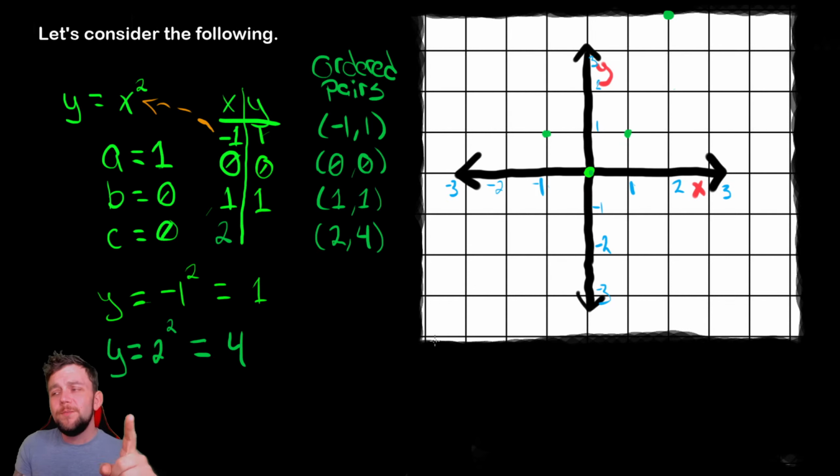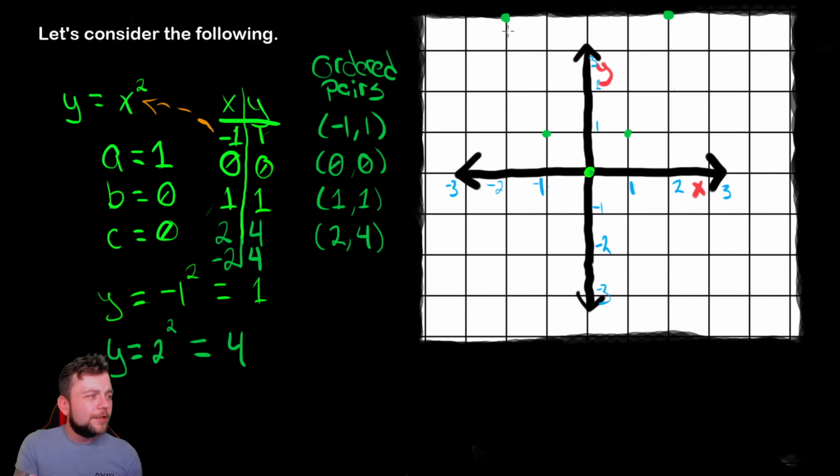Okay. What do you suppose the -2 would give us? When we have an input of -2 in our y equals x squared problem, it will give us the point -2, 4.